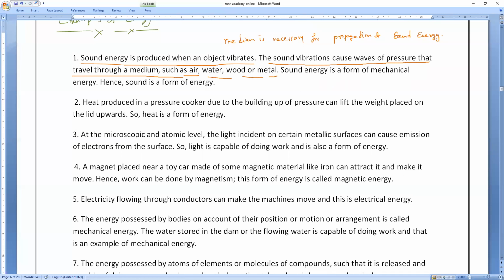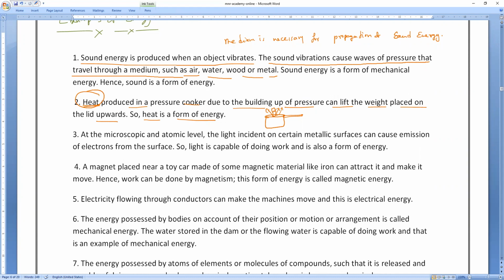Next, heat produced in a pressure cooker due to the building up of pressure can lift the weight placed on the lid upwards. If you take a pressure cooker, you can notice it. There is a lid, and the whistle sound will come. The gas which is coming up, you can see as steam. That is heat energy. Why is heat energy produced? Because of the pressure which is increasing inside. Pressure rises, temperature also rises. That is the second, heat energy.